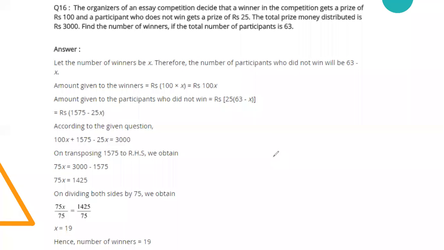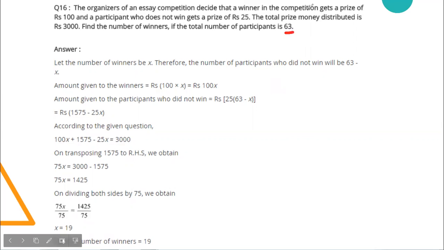So guys, let us just discuss this question in detail so that you get better in understanding it. Just imagine there are 63 participants for a competition, right? So in that, we just need to find out the number of winners. That's all. Now, they have given us that the winners get rupees 100 and the remaining members who did not win will get rupees 25. So let's start with the solution and find out the number of winners.